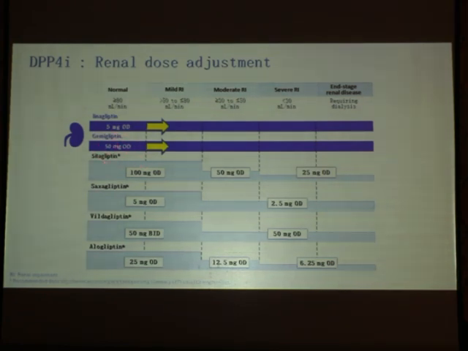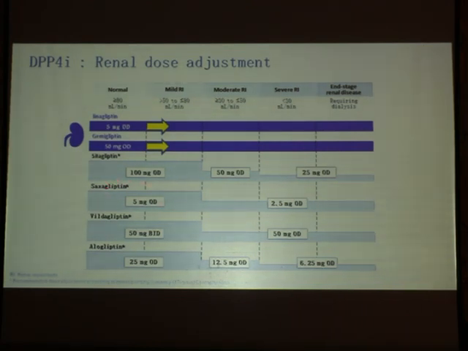And with sitagliptin, the problem is that you can use 100 milligram, but the moment you get to an eGFR which is less than 50, remember, always use dose 50. Less than 50, use 50. Less than 25, use 25. Simplify. Okay, normal kidney function, 100 milligram. Less than 50 ml per minute, use 50 milligram. Less than 25 ml per minute, use 25 milligram. So you need to keep monitoring the dose.